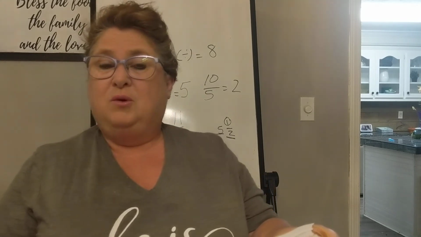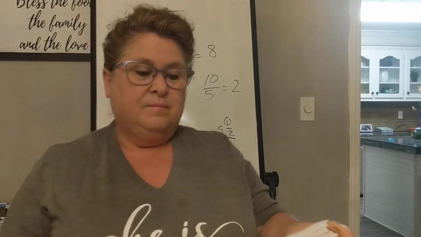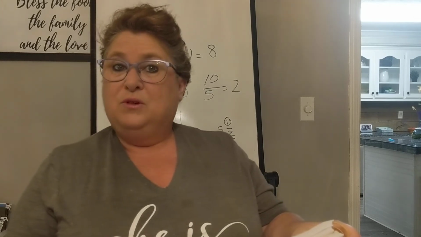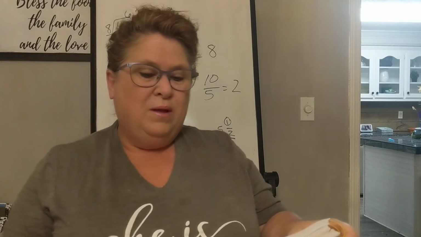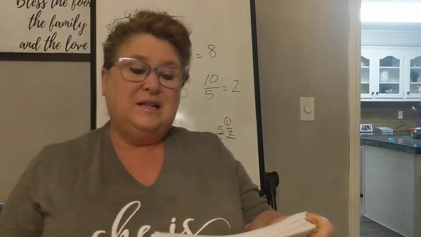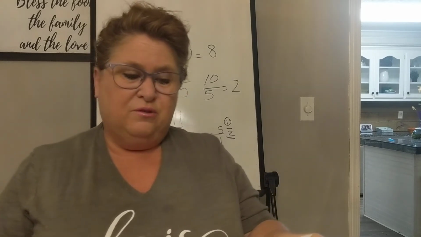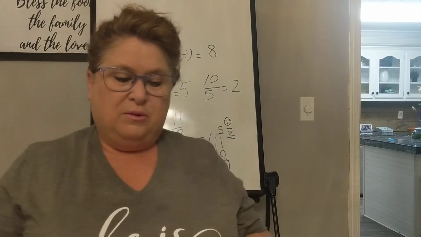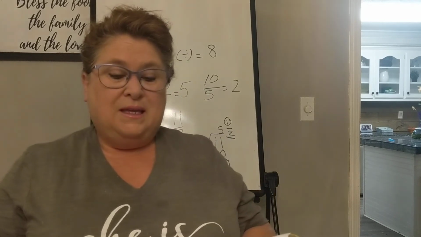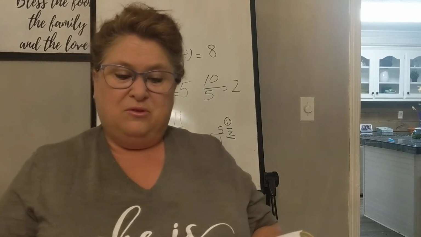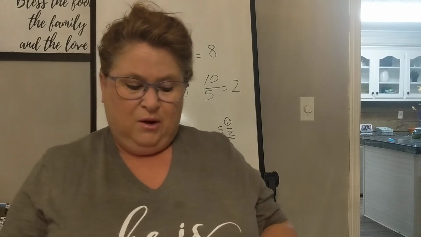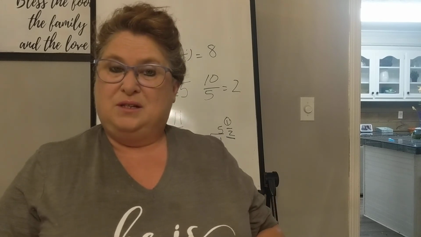1 pound equals 16 ounces. 1 gallon equals 4 quarts. 1 meter equals 100 centimeters. 1 century equals 100 years. 1 hour equals 60 minutes. 1 kilometer equals 1,000 meters. And 1 yard equals 36 inches.